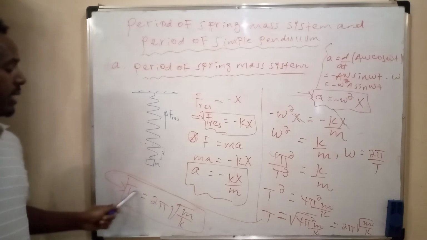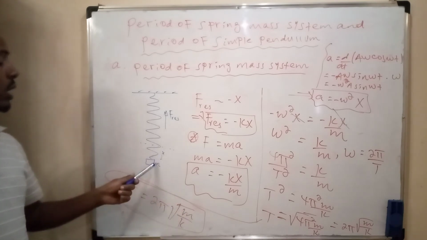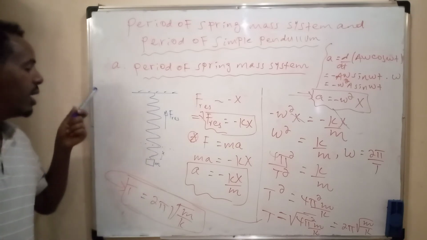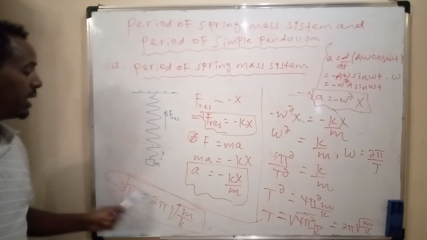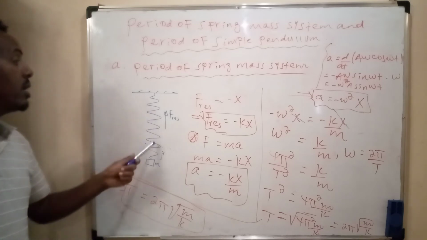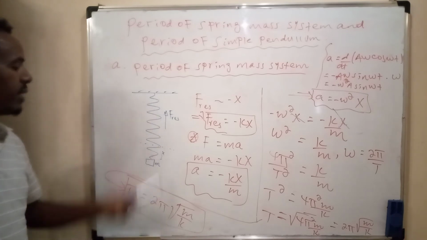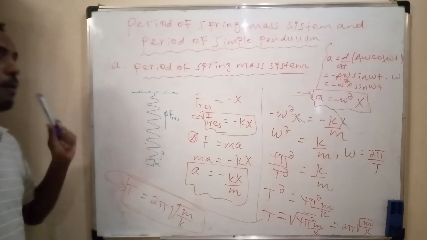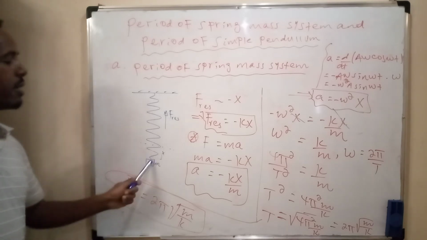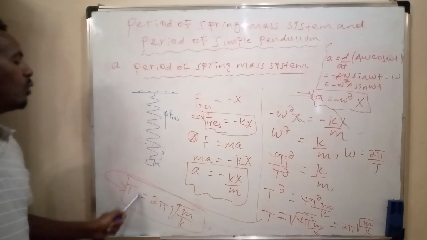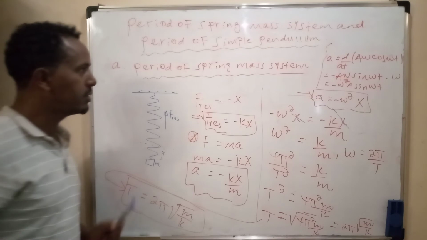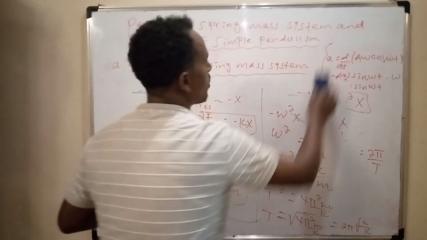So period is directly proportional to the square root of the mass. It is affected by the mass that is attached to the spring. Period can be affected by mass, and period can be affected by the spring constant k. The material from which the spring is made can affect the period, and the mass attached to the spring also affects the period of the spring mass system.